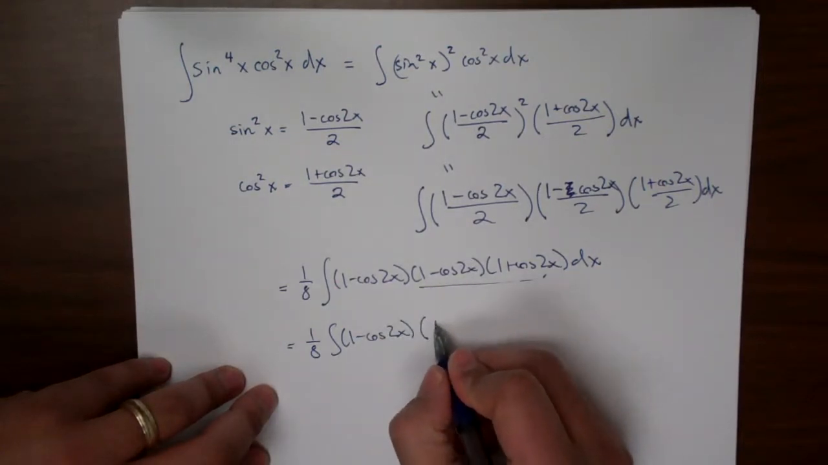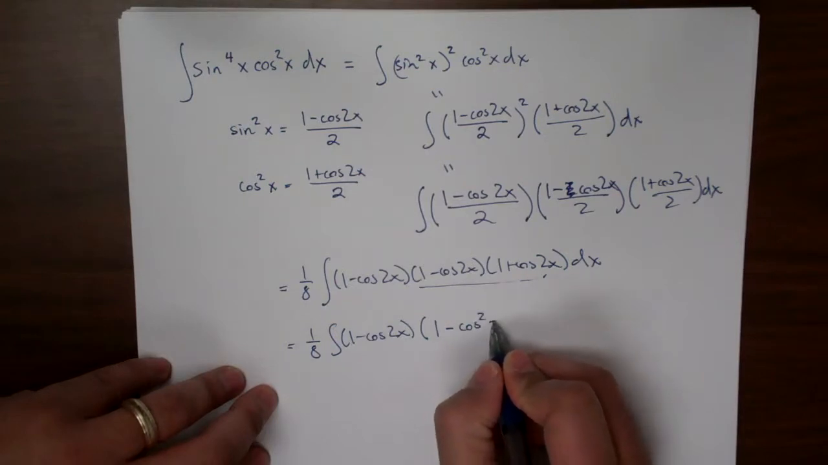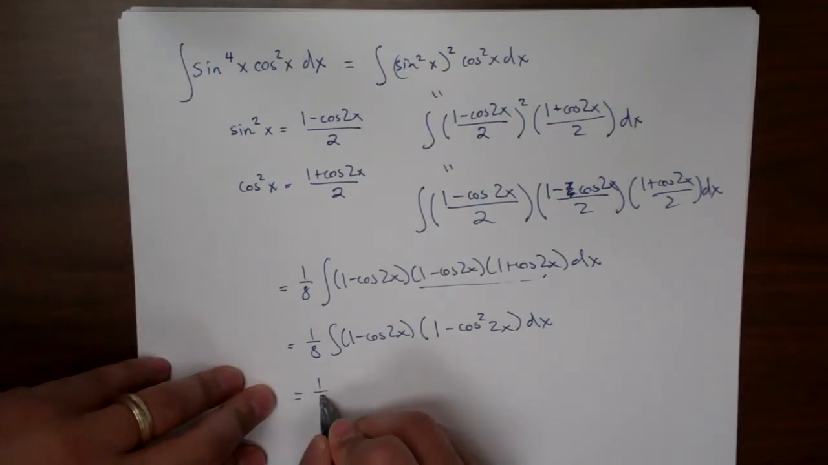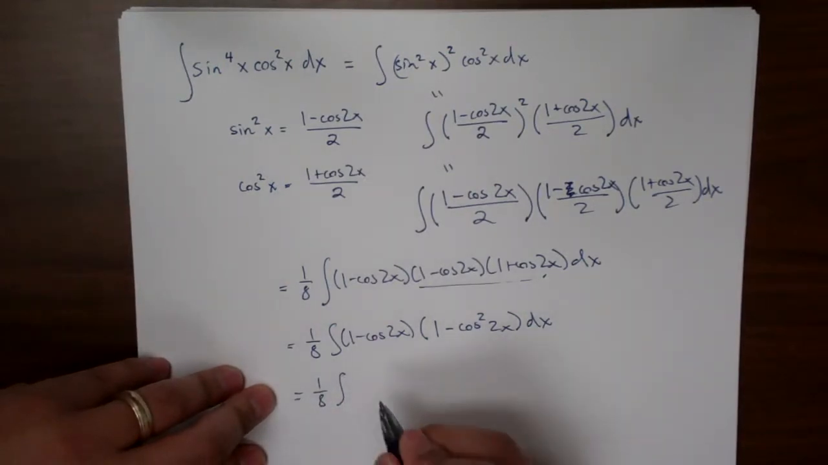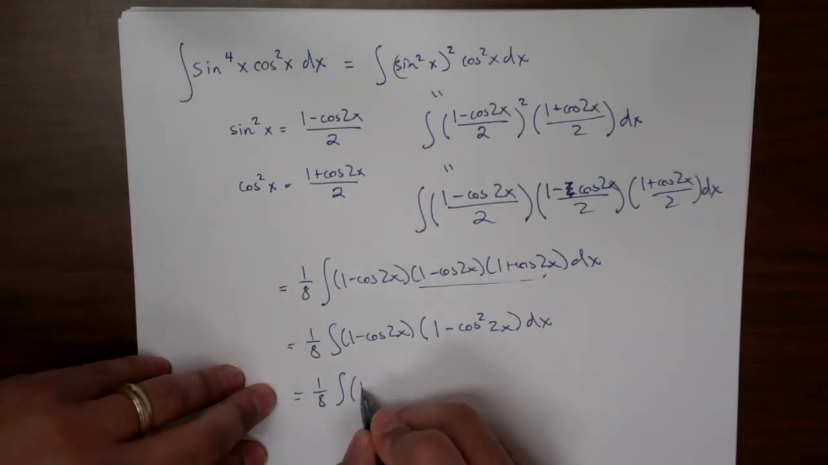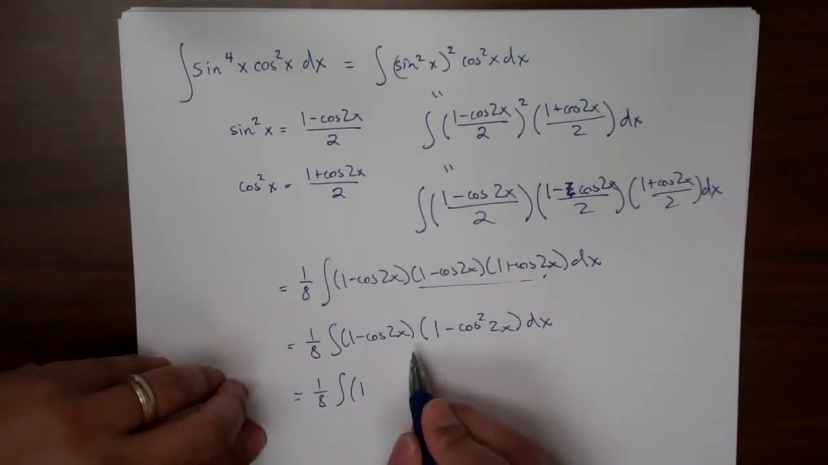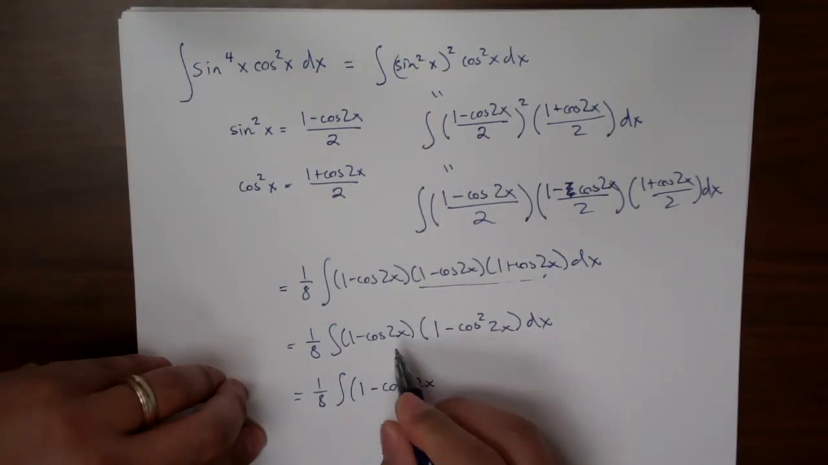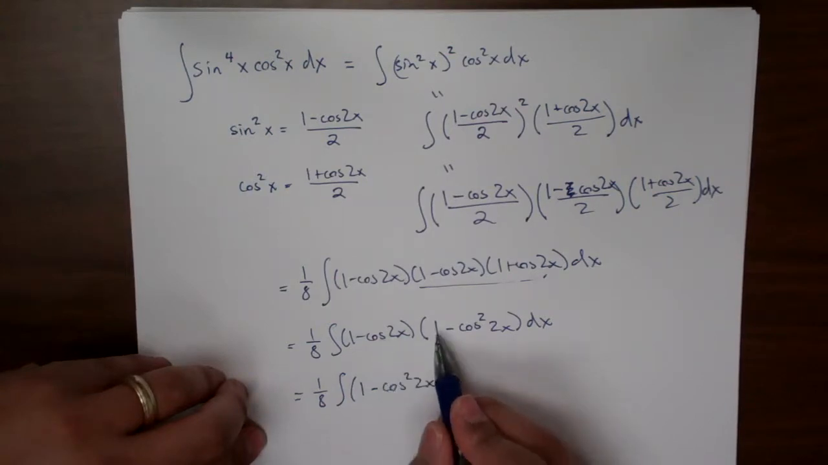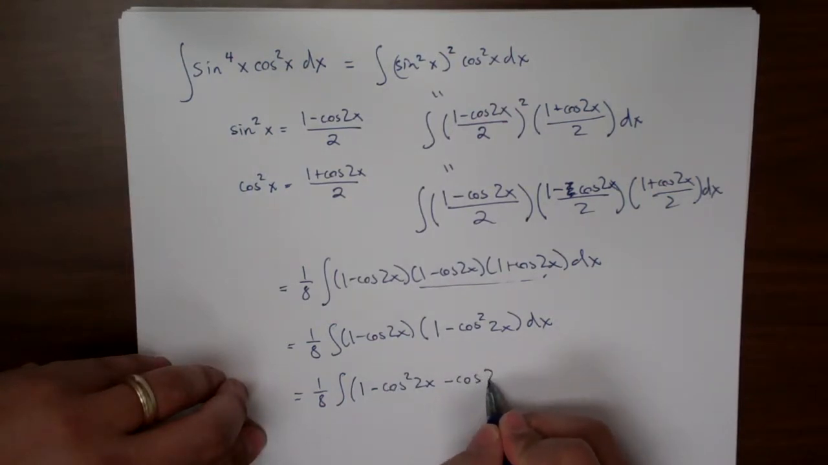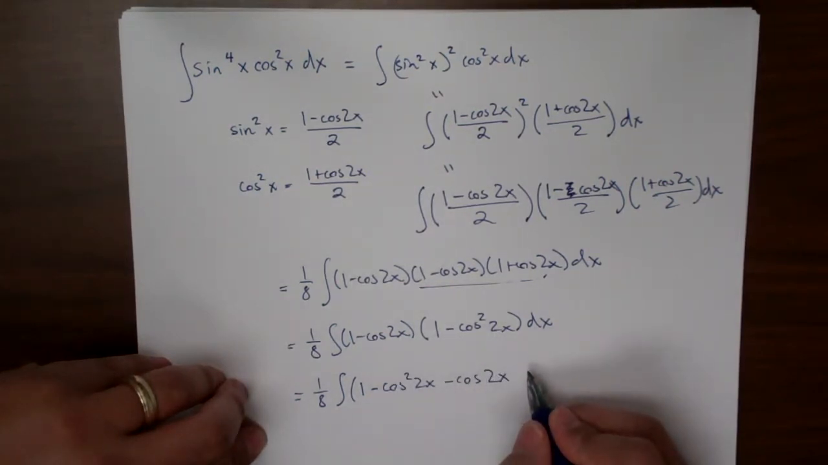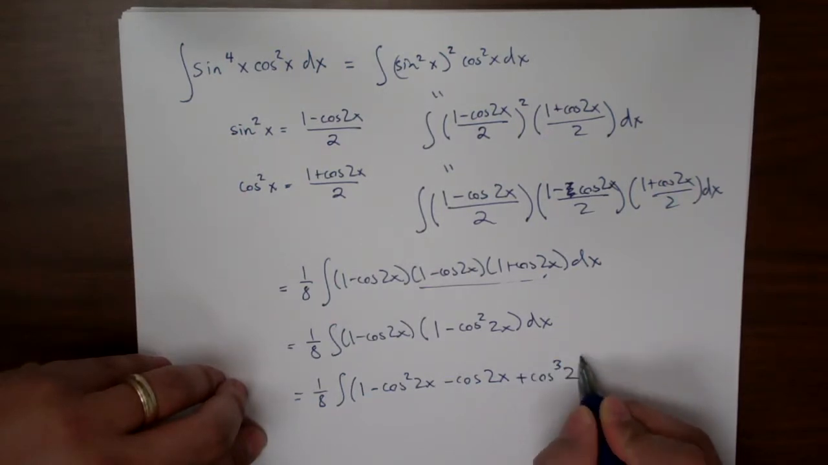Multiplying these through, I get a 1 minus cosine squared of 2x. And now I have to FOIL it. There's no help for it. We eventually do have to do some work. Let's see what we get. 1 times 1 is 1. 1 times the minus cosine squared gives a minus cosine squared of 2x. Minus cosine 2x times 1 gives a minus cosine of 2x. And then we get a cosine 2x times cosine squared 2x, which gives a plus cosine cubed of 2x dx.